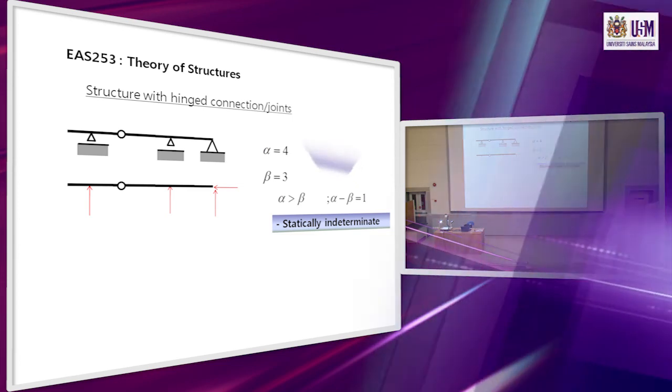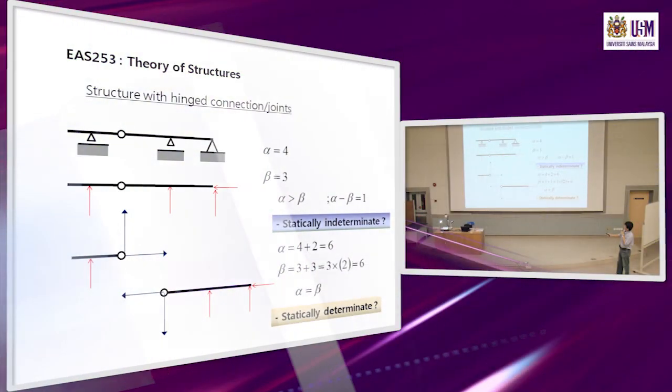Next, you do the same thing. I cut here. So you have two parts now. How many unknown forces when you cut? Extra 2 come out, 1, 2, 3, 4, 5, 6. So you get 6. Now how many beta do you have? One part you have 3, the other one you have 3. 3 plus 3 becomes 6. So now it becomes statically determinate.